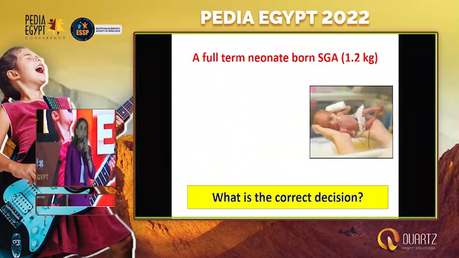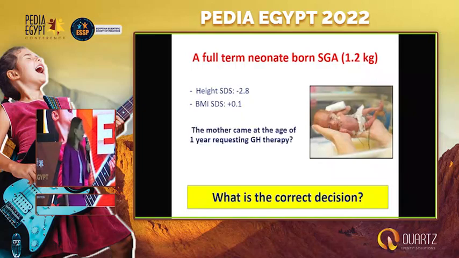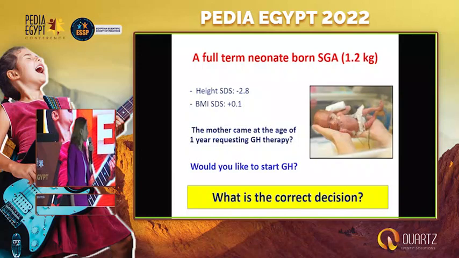Now, let me take you to the same scenario that I started with. The full-term baby born SGA. The height is minus 2.8, the BMI is plus 0.1, and the mother came to me at the age of 1 year requesting growth hormone therapy. She asked me to write down growth hormone for this child. What is the correct decision? Would you like to start growth hormone for this baby at 1 year age? Who would like?